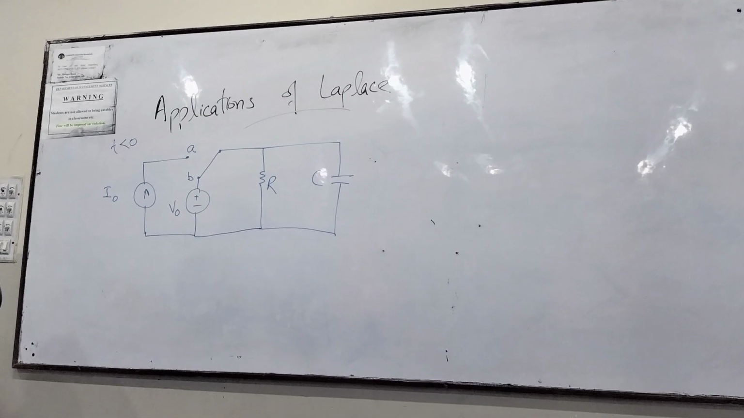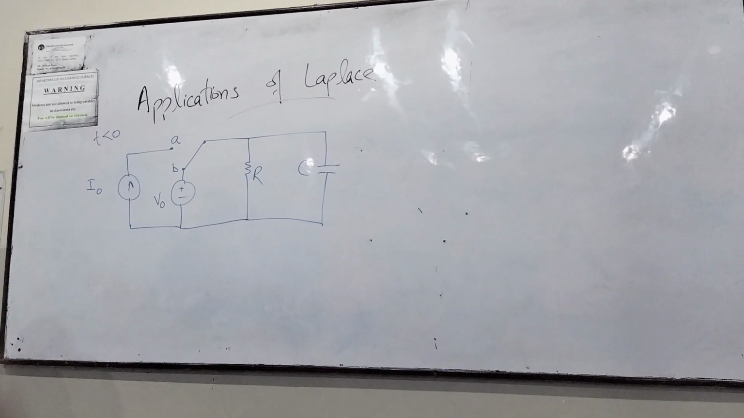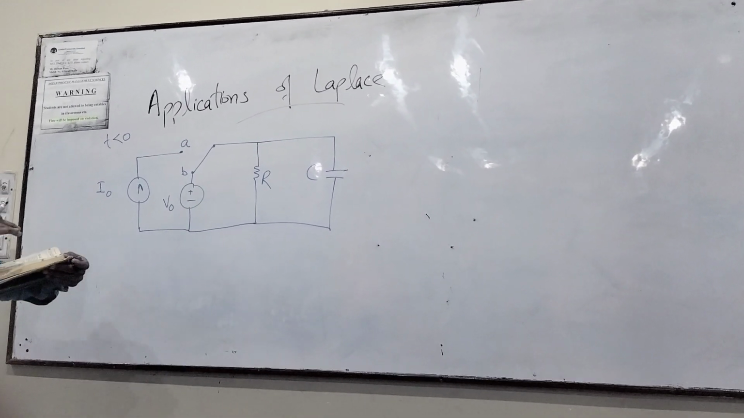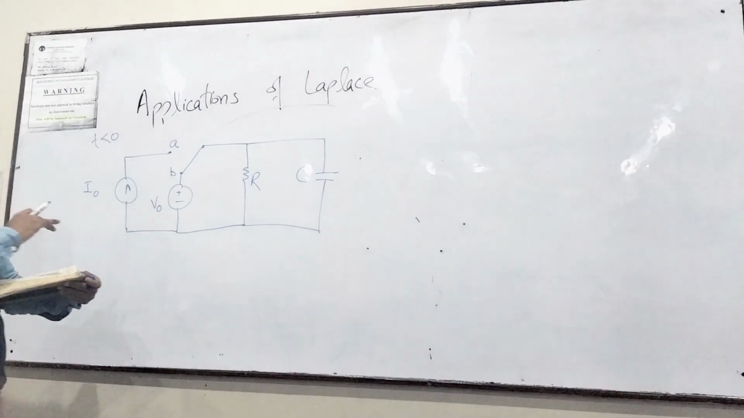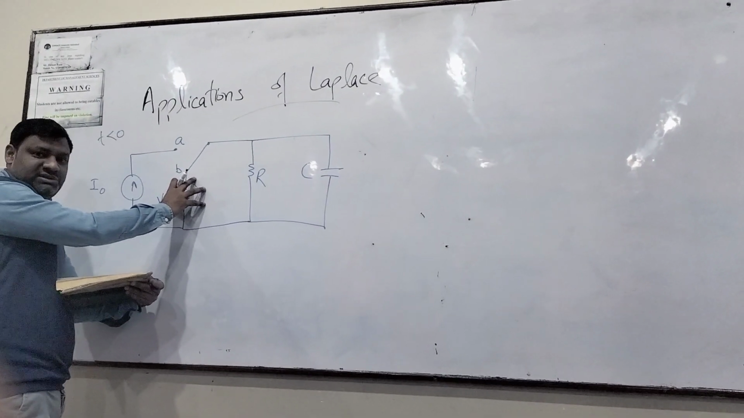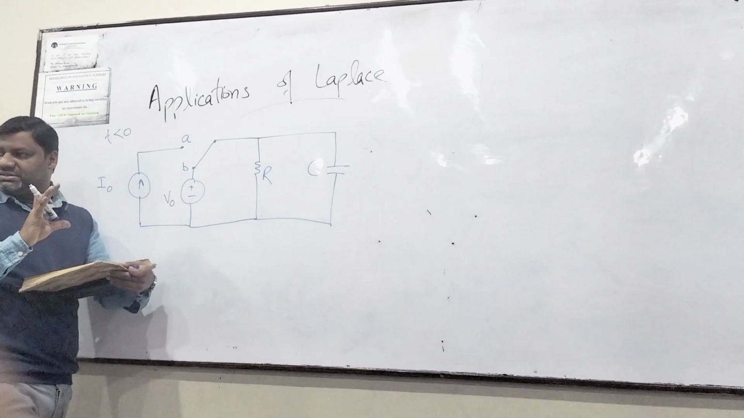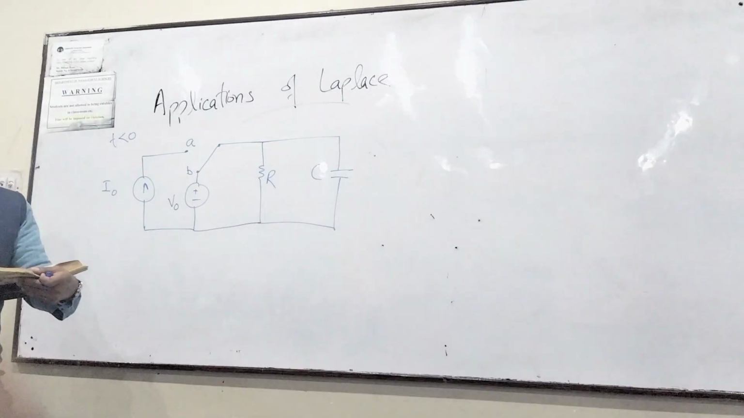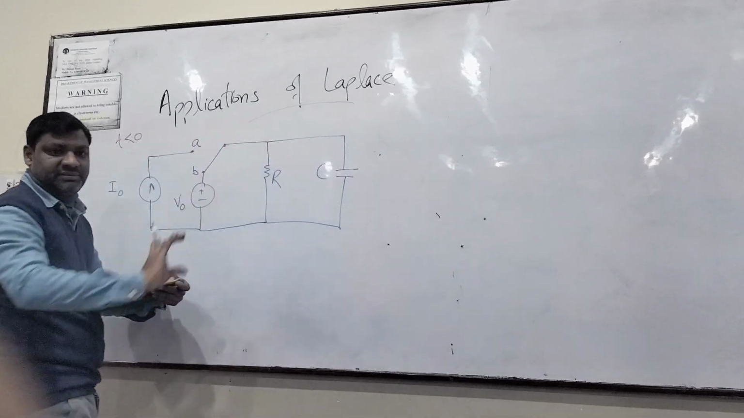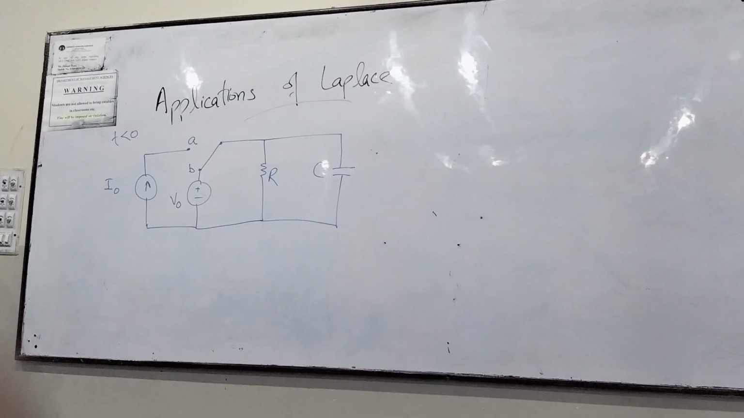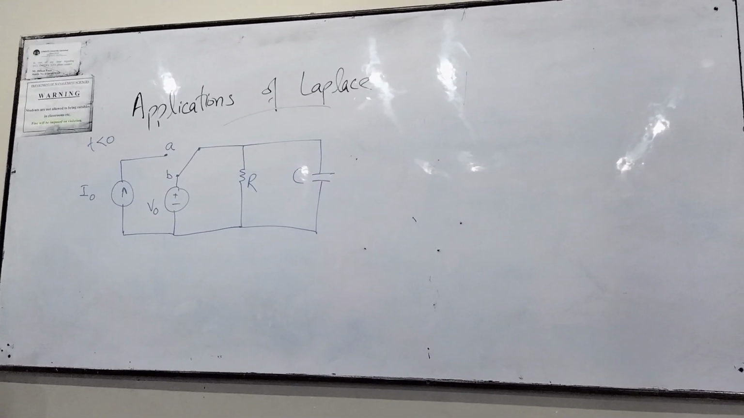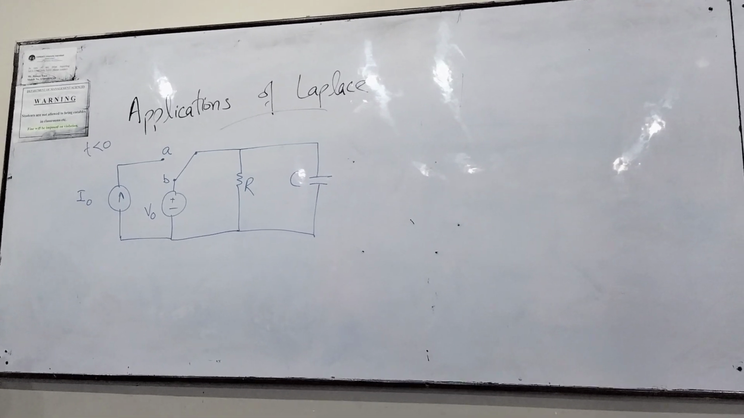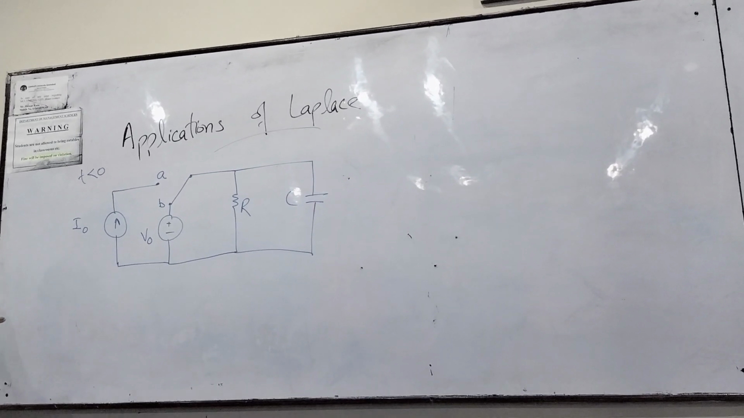Time constant. Yes, the term was time constant. So it was connected at the node B, so that voltage source got enough chance, or this capacitor got enough time to charge. It is moved to position A at time t is equal to 0.